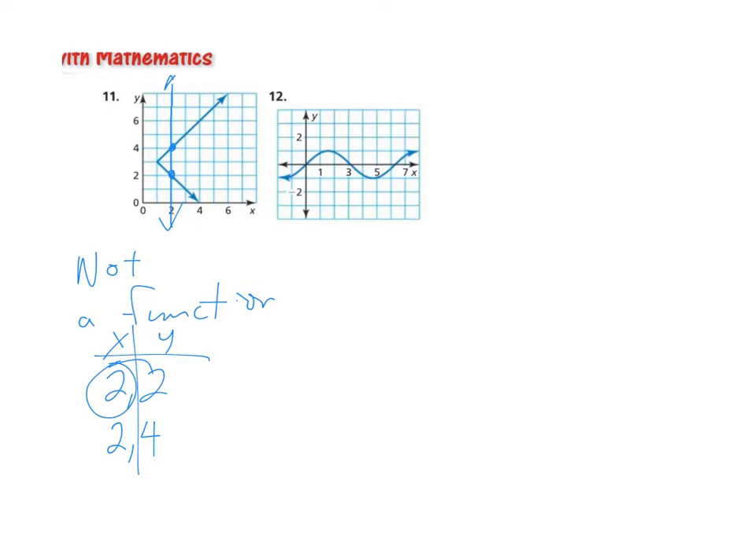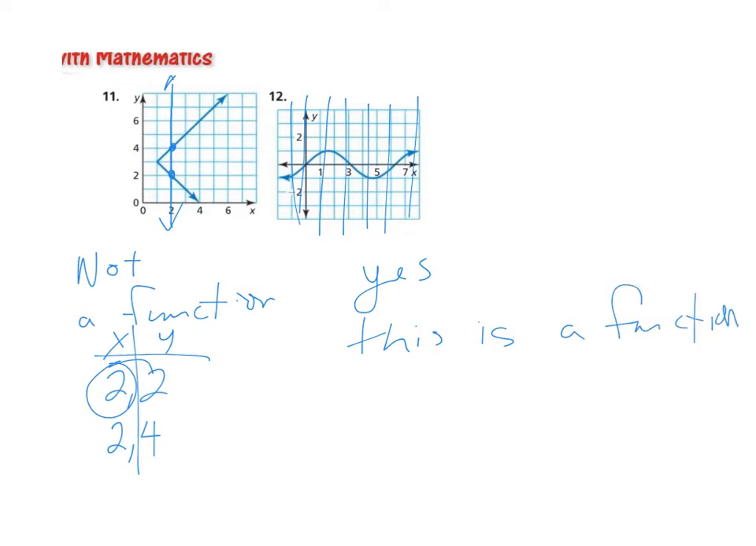Number 12, this kind of curvy line, this wavy line. No matter where you put a vertical line, it's only going to cross once. So yes, this is a function. If you use the correct math terminology, you would say every input has exactly one output.